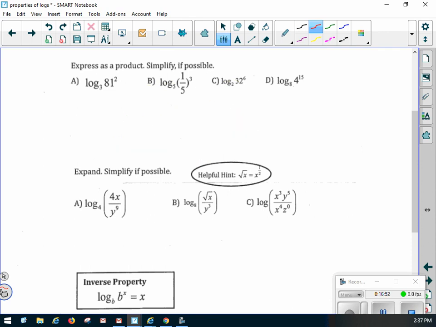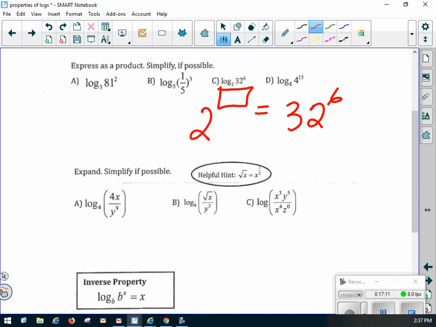Look at C. Now I want you to think about something. Remember, a log, what that says, just hush. That says 2 to what power is 32 to the 6th? Isn't that what it says?